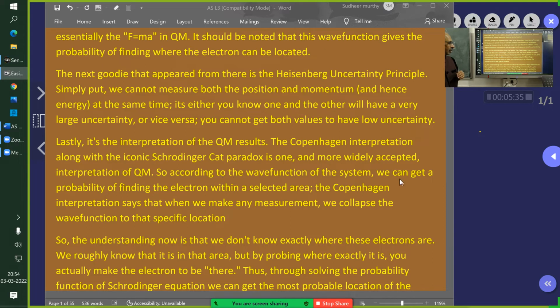So according to the wave function of the system, we can get a probability of finding the electron within the selected area, and the Copenhagen interpretation says that when we make any measurement, we collapse the wave function to that specific location.